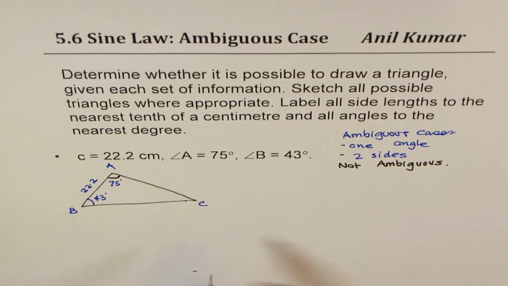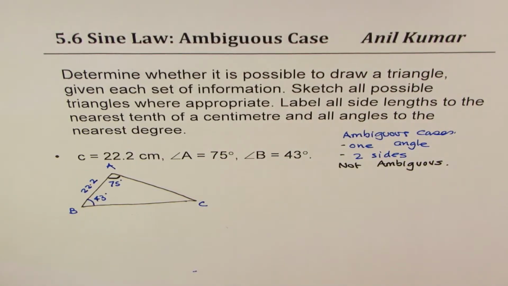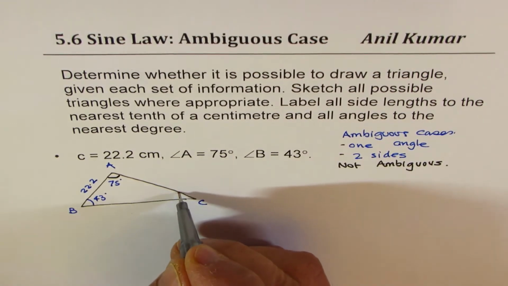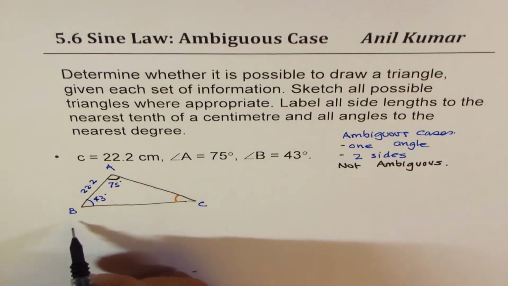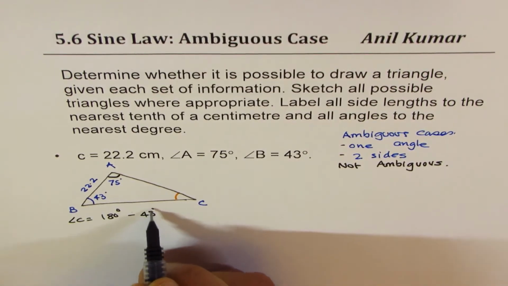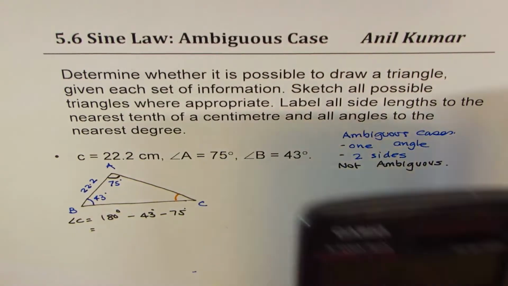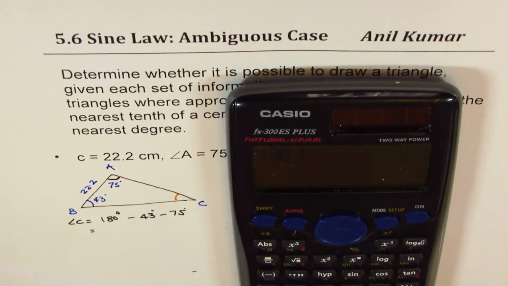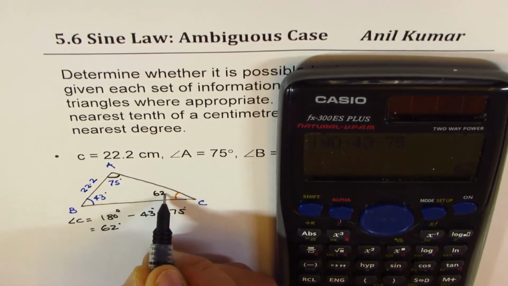Now in this particular triangle, you can always find angle C, right? So what is angle C for you? That should be your first step. We're trying to just solve a simple question based on Sine Law rather than looking into ambiguous cases. So we say angle C is equal to 180 degrees, take away 43 degrees, and then take away 75 degrees also, since the sum of the three angles is 180 degrees. So 180 minus 43 minus 75 equals 62 degrees. So we get C as 62 degrees.